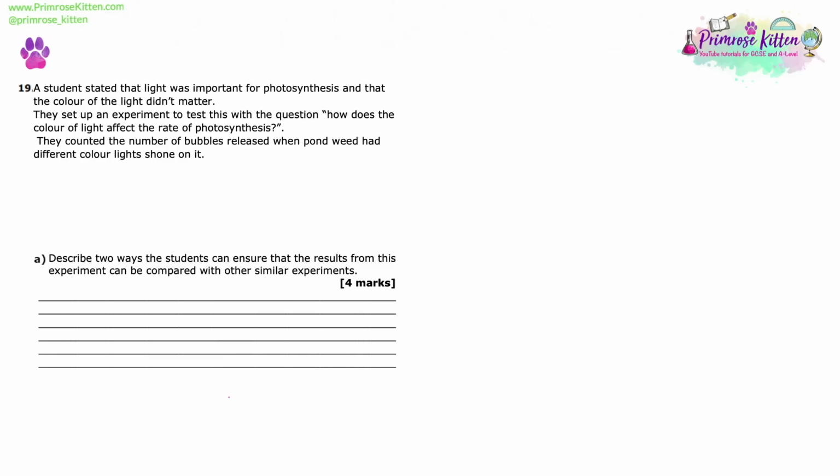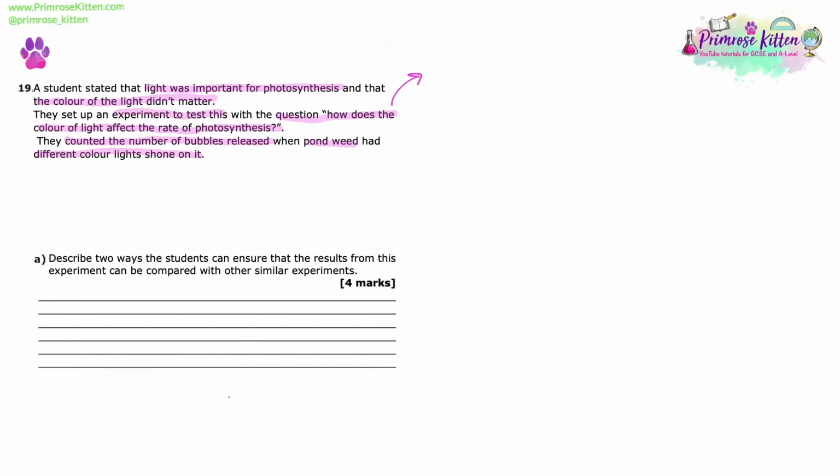Okay, so on to question 19. A student stated that light was important for photosynthesis and that the colour of light didn't matter. They set up an experiment to test this with the question, how does the colour of light affect the rate of photosynthesis? They counted the number of bubbles released when pondweed had different colour lights shone on it. Okay, so this is a photosynthesis practical question.